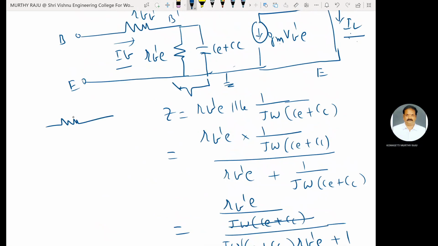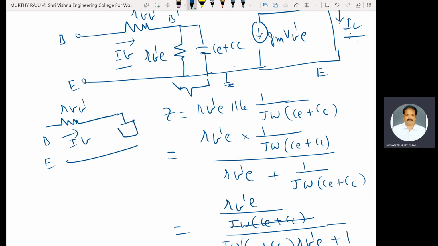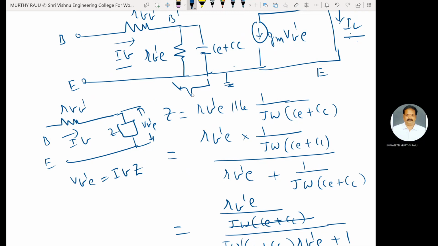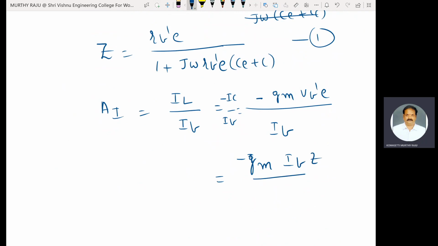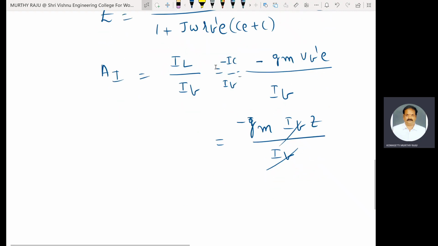VB'E is here, the input side. That means RBB', beta emitter collector, base current is IB. This one is Z. This one is VB'E. Therefore, VB'E is equal to IB into Z, since these two are connected in series. So AI is equal to VB'E by IB, which is IB into Z by IB. Therefore, IB is cancelled. Finally, AI is equal to minus GM into Z.